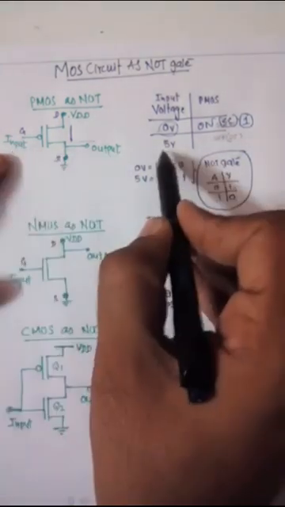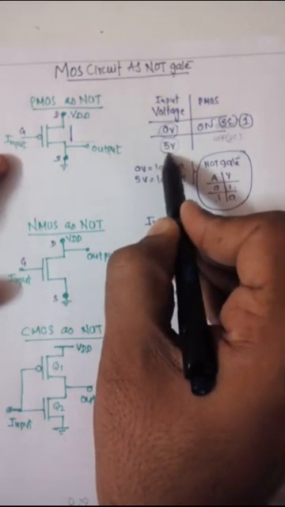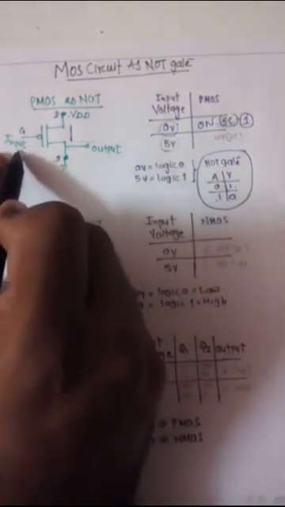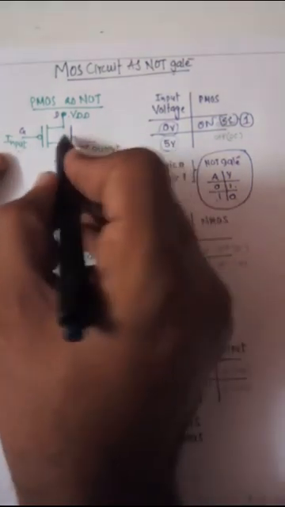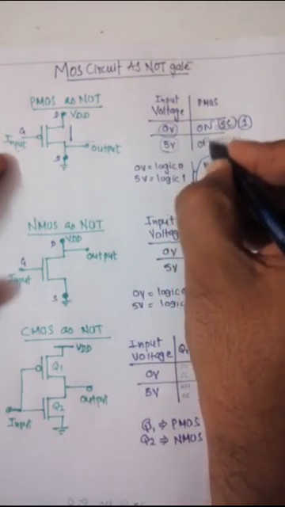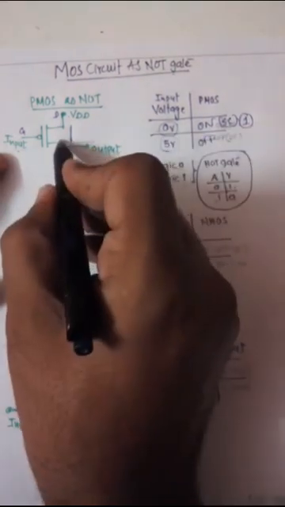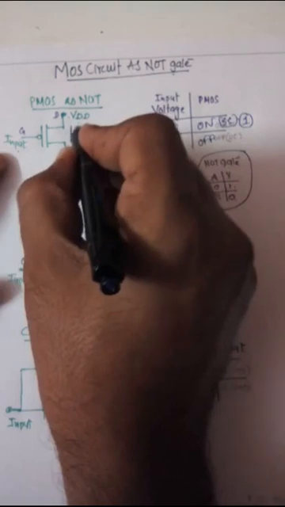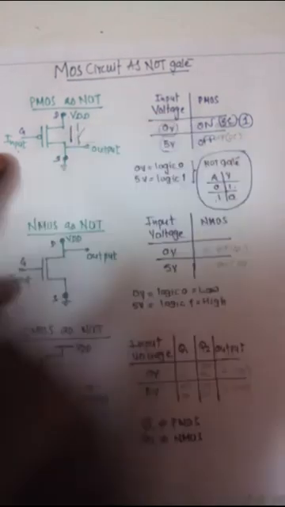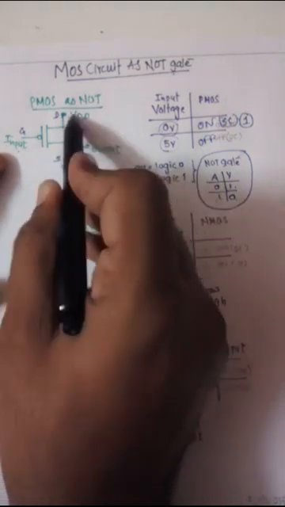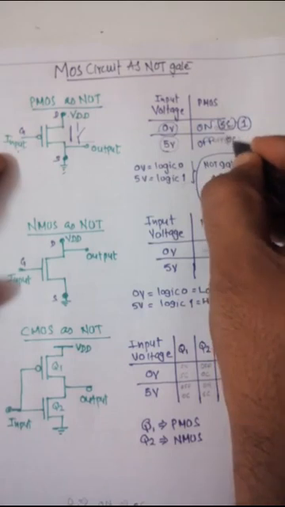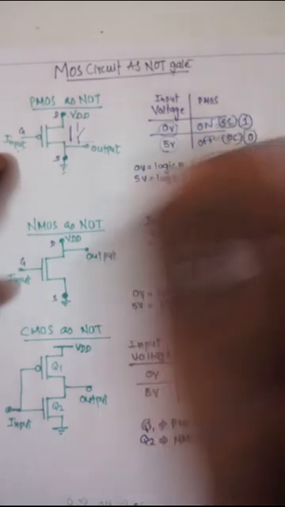Now if the voltage is 5 volt or 12 volt, that means high. If the input voltage is high, what happens? High means the off condition. In the off condition, this PMOS behaves as an open circuit, so current cannot flow from VDD to ground. The output will not be available, so it is an open circuit and the output will be 0.